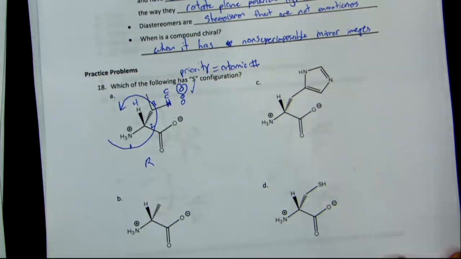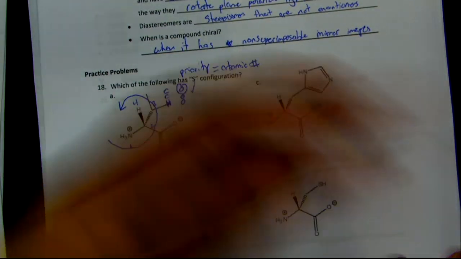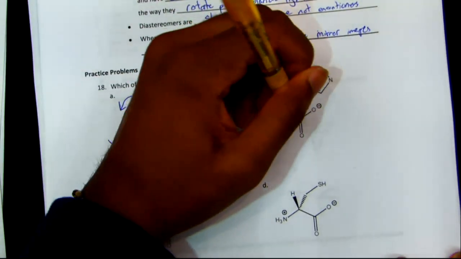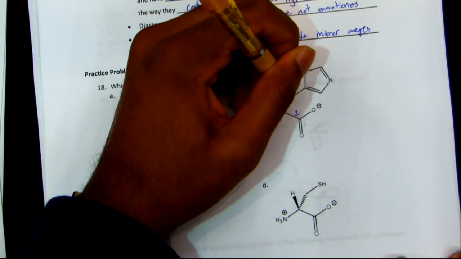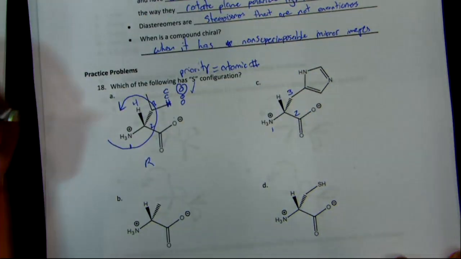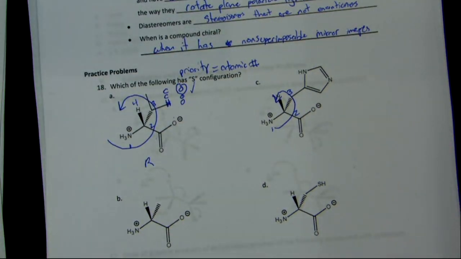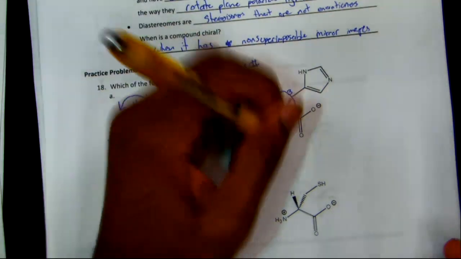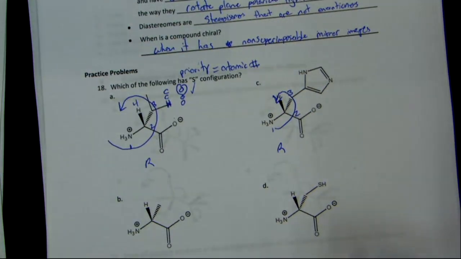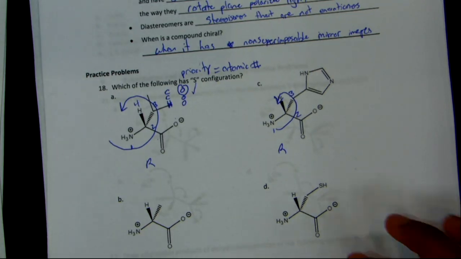So let's do this one. So once again, 1, 2, 3. It's going to go this way, so S, and because my lowest priority is not on a dash, R. Is everyone good with that? Okay, so next one.